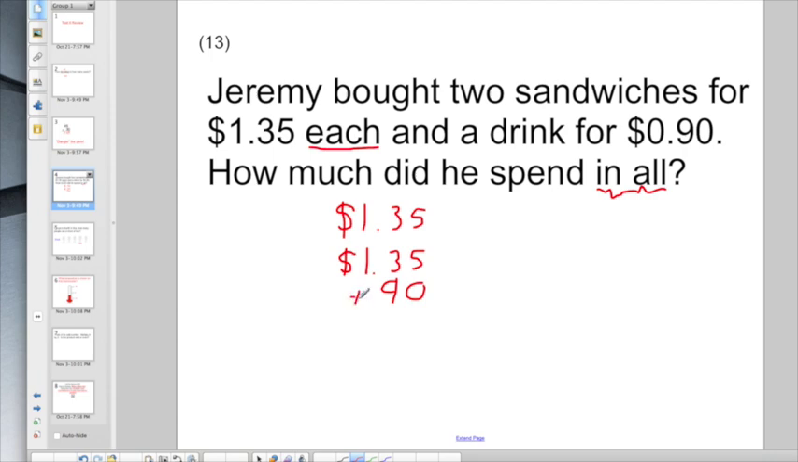We already know that in all means that it's an adding problem, right? 5 plus 5 plus 0, hey, that's got to be 10. Carry your 1. 1 plus 3 plus 3 plus 9, that's 16. I'm going to write down my 6, carry that 1. 1 plus 1 plus 1, that finally gives me $3.60. It's the each that's going to be tricky on this one.